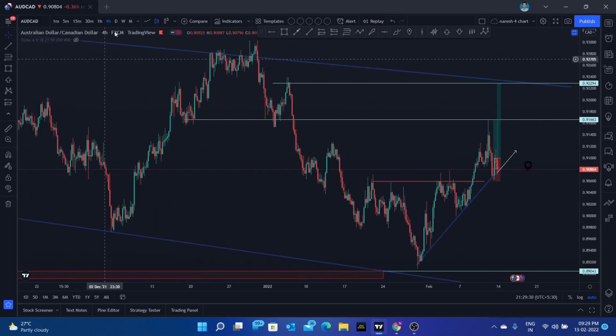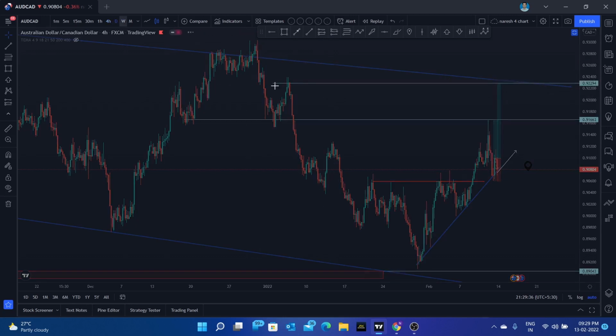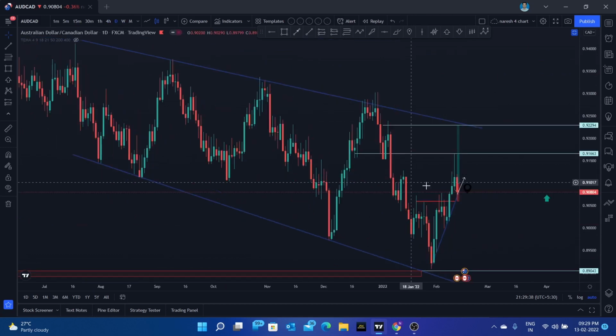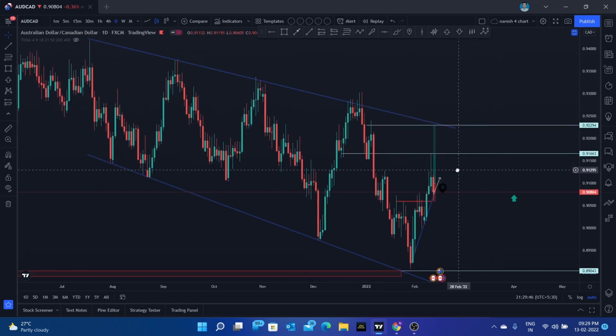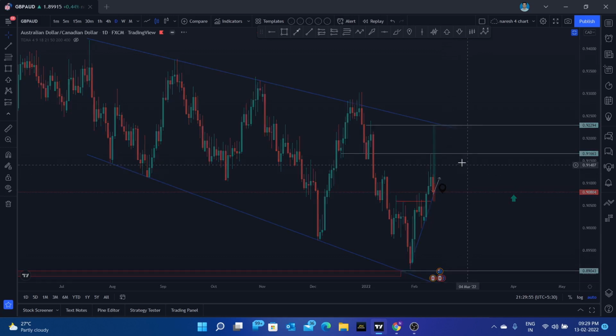In AUDCAD we are bullish, and don't make the target more than this, guys, because the major trend is down. Be careful with that. Always try to trail your stop loss after your first target, because the major trend is down. It can reverse back anywhere in this area. So better to take this target, and after that trail your stop loss to break even. That would be better, guys. So that would be for AUDCAD.